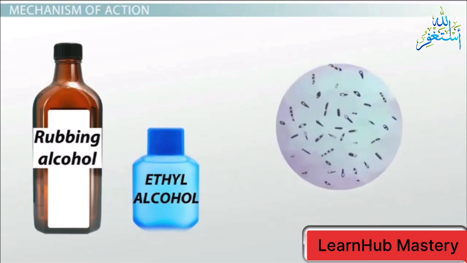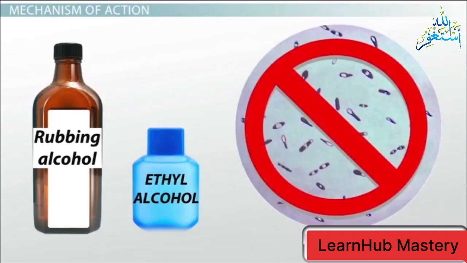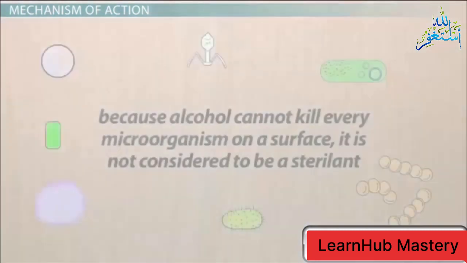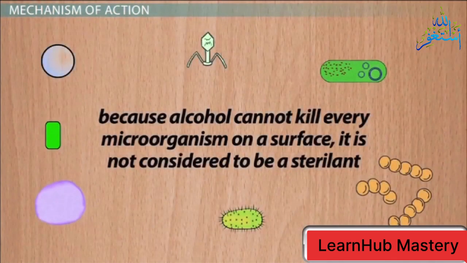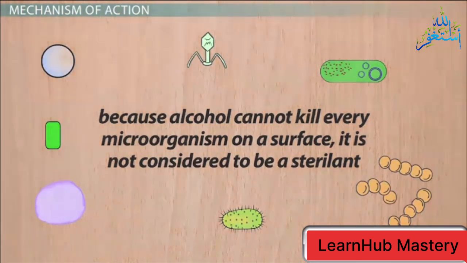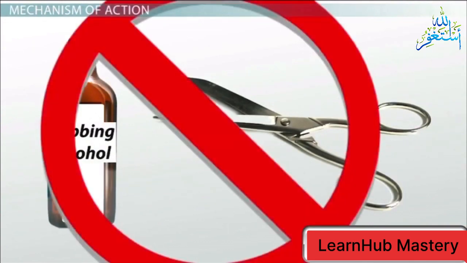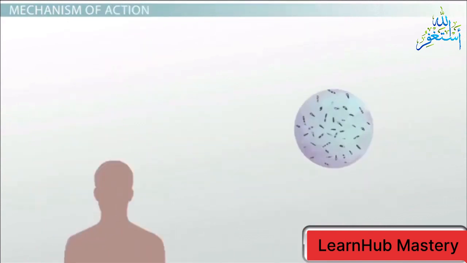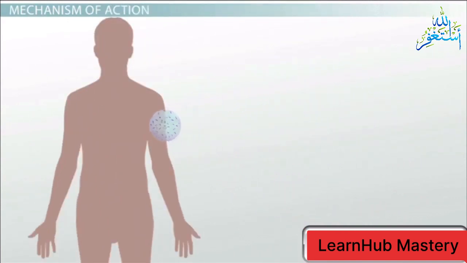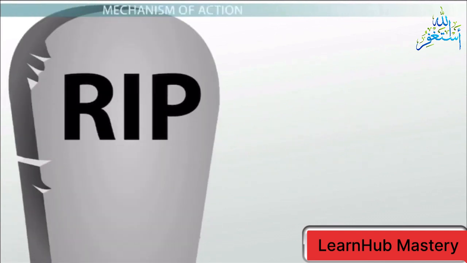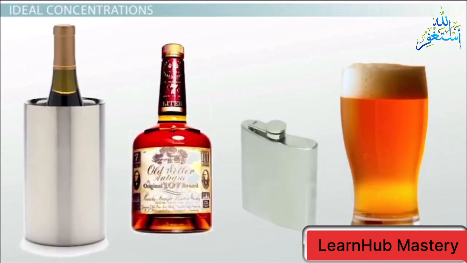However, alcohol cannot destroy bacterial spores, which are very hardy forms of bacteria. Therefore, because alcohol cannot kill every microorganism on a surface, it is not considered to be a sterilant. Meaning, we shouldn't be using alcohol on something like surgical instruments, because a fatal infection during surgery may occur if a bacterial spore lodges into your body due to a dirty instrument. Leaving that tidbit aside, we can focus in on one last important part of this lesson.